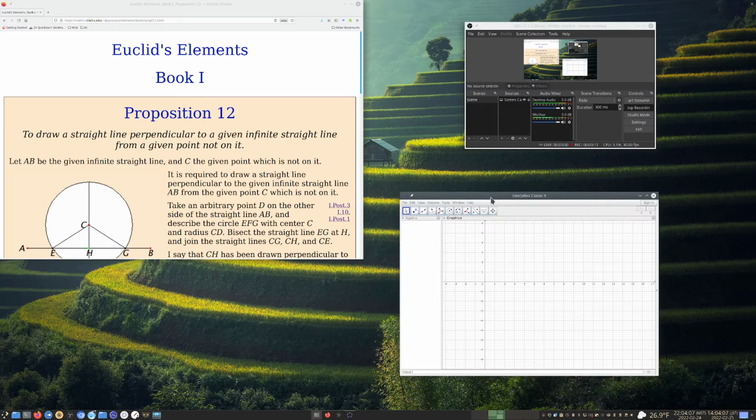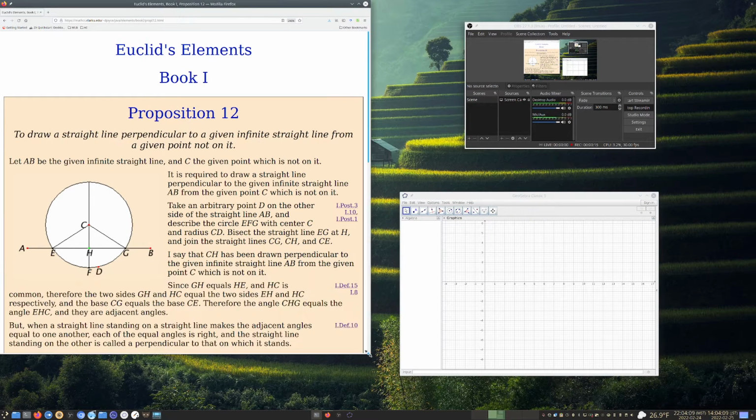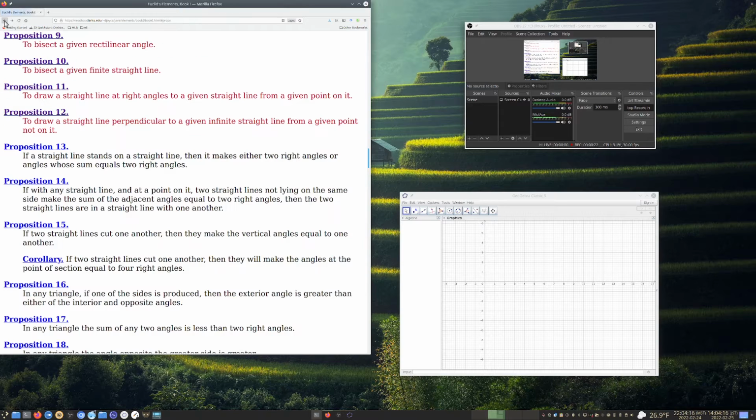We're reading Euclid's Elements, Book 1, Proposition 12. I looked at it, not carefully. Here's what I looked at when I was finding the page: to draw a straight line perpendicular to a given infinite straight line from a given point not on it. We talked about this in the last video, about how this was going to be one of the next propositions.